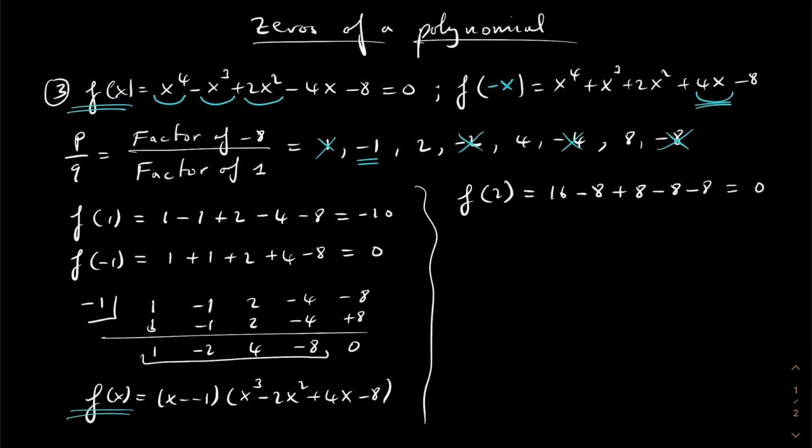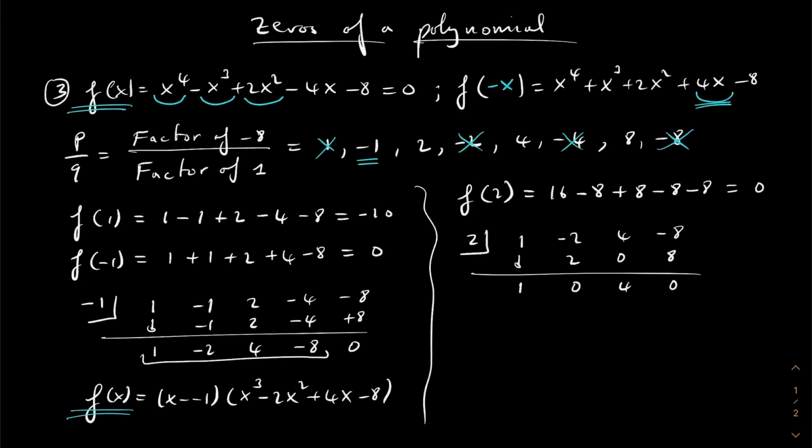So with that, I'm going to go ahead and divide my cubic. So I'm going to have 2 here on the corner. Then I'm going to have the coefficients of my cubic here, 1, -2, 4, and -8. And so with that, I'm going to go ahead and bring the 1 down, and then I'm going to do 1 times 2, that's going to give me 2. -2 plus 2 is going to give me 0. 0 times 2 will give me 0. Then 4 plus 0 is going to be 4. And then 4 times 2 will give me 8. And then -8 plus 8 will give me 0, of course.